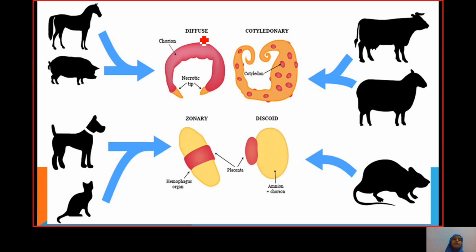See here, diffused placenta is present in horse or pig. This total red, pink color is the placenta, diffused, totally spread. Zonary placenta, a band-like, belt-like structure, is present in dogs and cats. Cotyledonary placenta, small patches are present here, in cattle and sheep. Discoidal placenta: one disc means monodiscoidal, and if two discs are present it means bidiscoidal. An example is the rat. These are the different types of placenta.